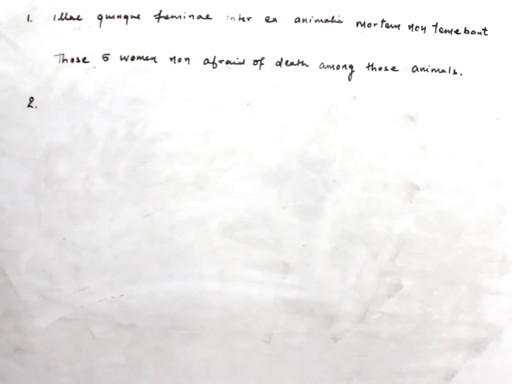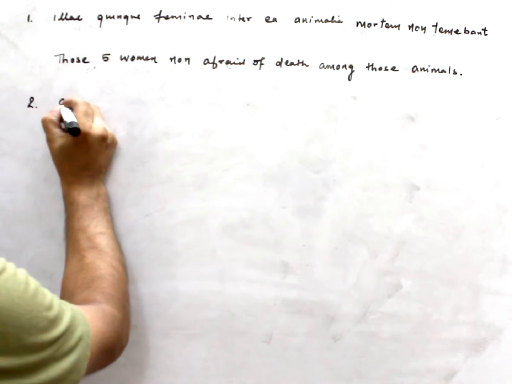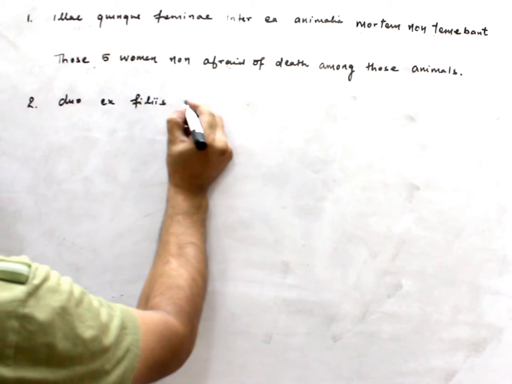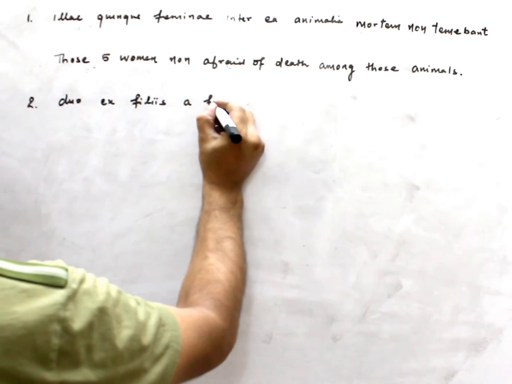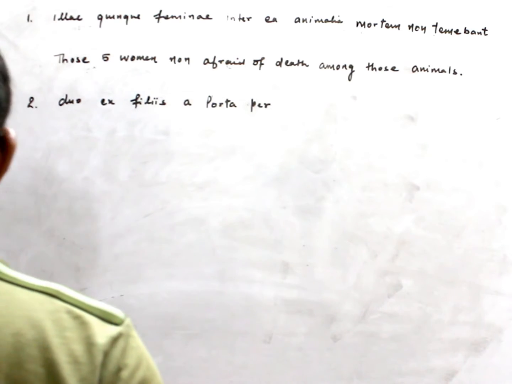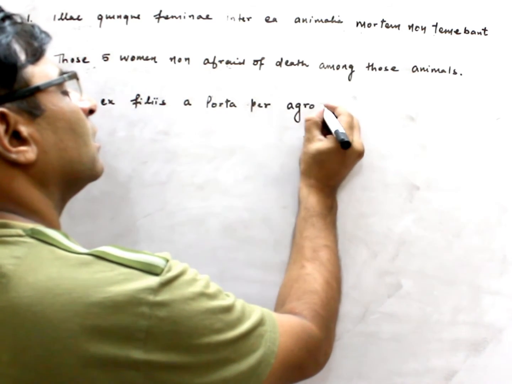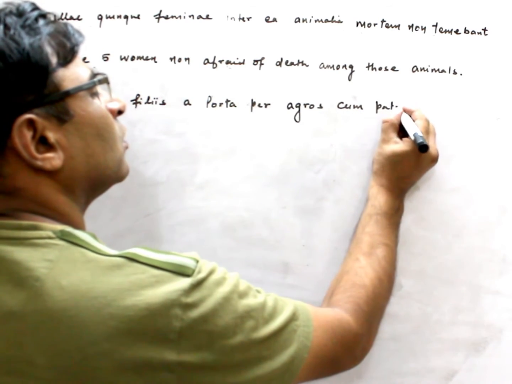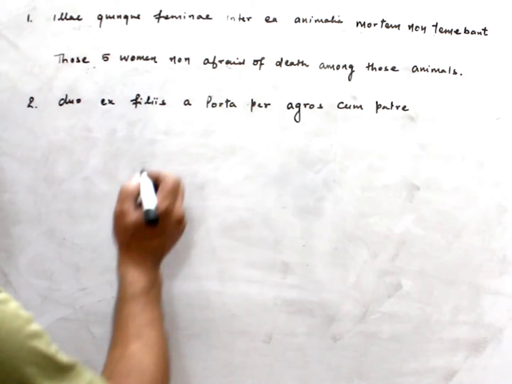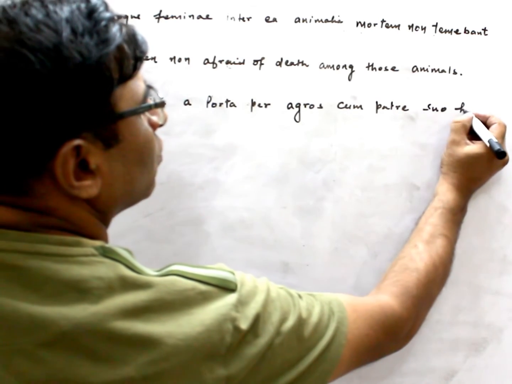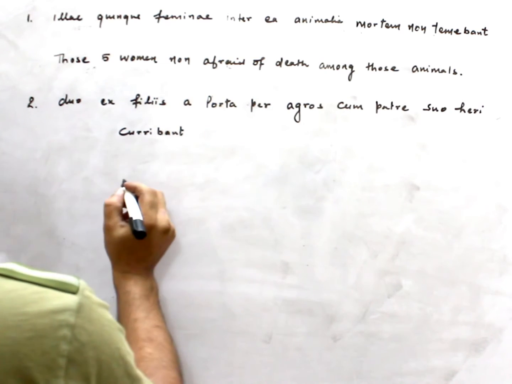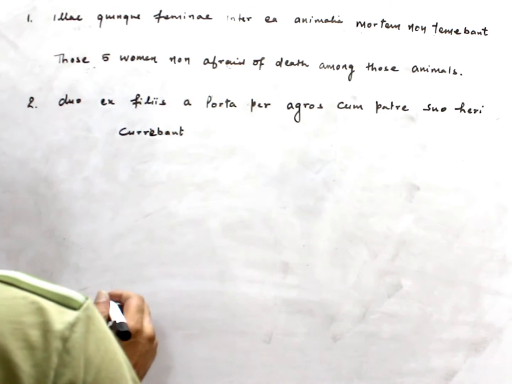Number 2. Duo ex filiis a porta per agros cum patre suo hodie currebant. Patre is father, agros is field, farm. Suo means their. Currebant.